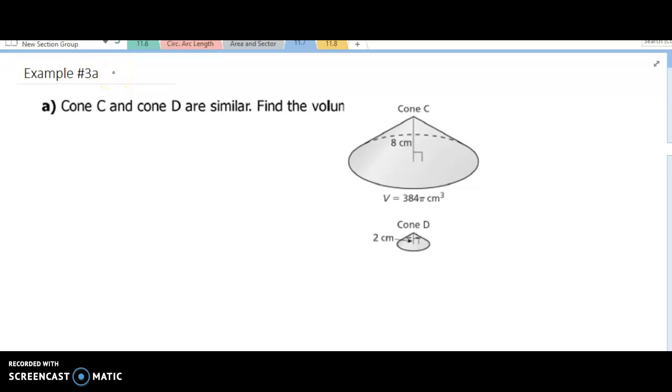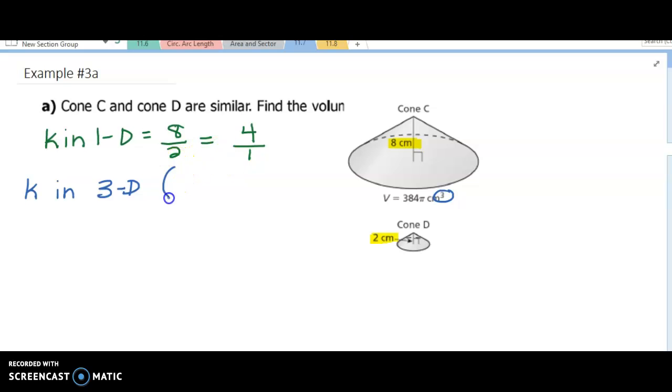All right, similar cone problems. These are the same as other shapes as far as setting up the proportion. So what I'm going to do is find the scale factor in one-dimensional space. The scale factor in 1D is 8/2, or you could do 2/8, whichever you want, which reduces to 4/1. Then the scale factor in three-dimensional space, because volume is three-dimensional, has to be 4/1 cubed, which is the same thing as 4 cubed over 1 cubed, which is 64/1.